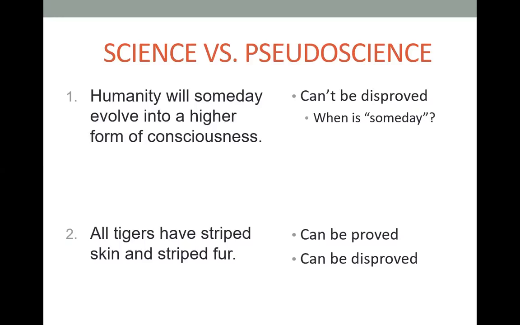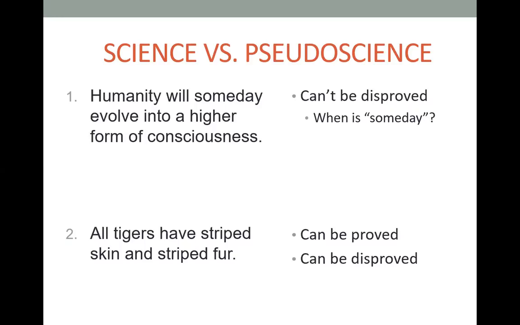That sounds scientific, but it can't be proven false. So therefore, it's not a good statement for us to consider in a class like this one. Now, the second statement, what about it? Okay, can this statement be proved? Can this be disproved? Sure. If I find one tiger that does not have striped fur, I have disproved the statement.